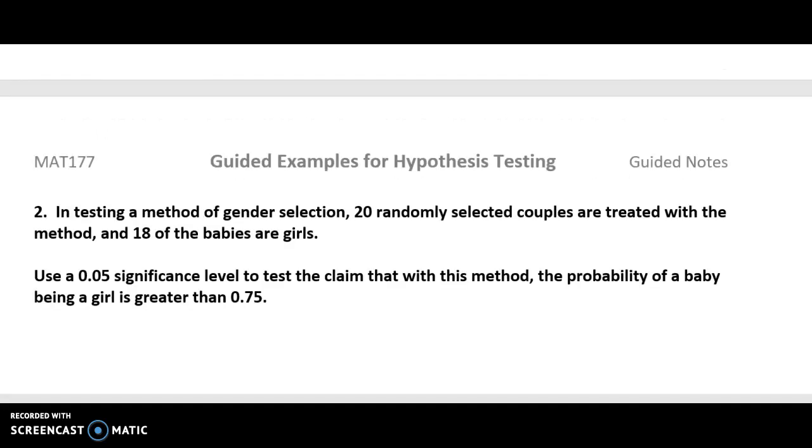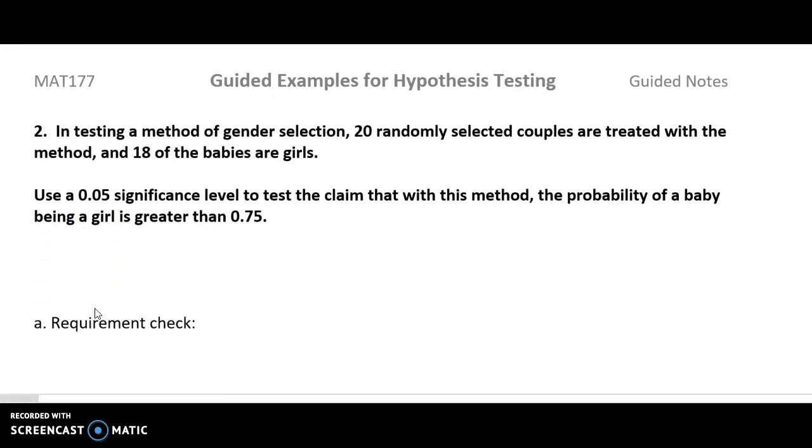Our first example on page 5 reads, in testing a method for gender selection, 20 randomly selected couples are treated with a method, and 18 of the babies are girls. Using a 0.05 significance level to test the claim that with this method, the probability of a baby being a girl is greater than 0.75.